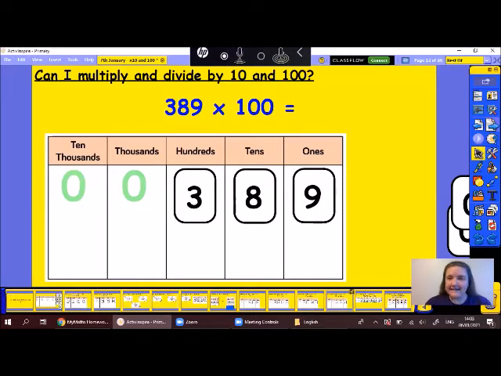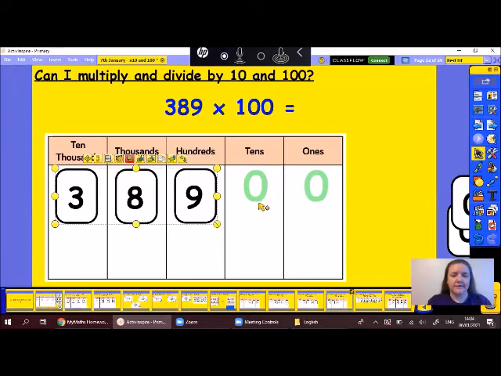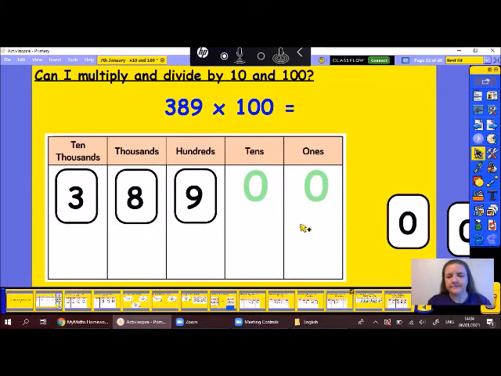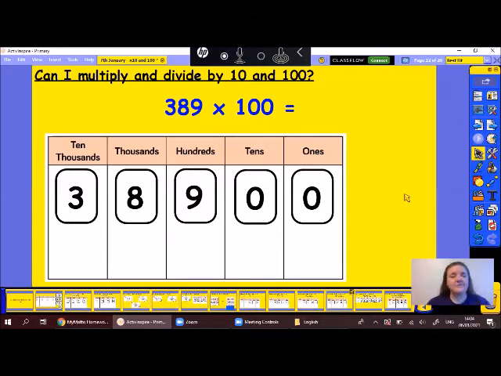Now 389, these numbers are getting bigger, but the rule is still the same. Let's have a go. 389, we're going to multiply it by 100, so we need to move it 2 places. So we go 1, 2 places, and then we've got 2 gaps where we need to put our zeros. There we go. So 389 multiplied by 100 is 38,900. And this works for absolutely any whole number that you try.